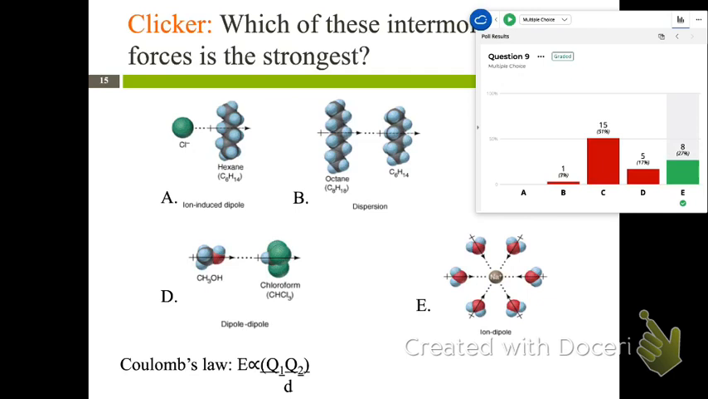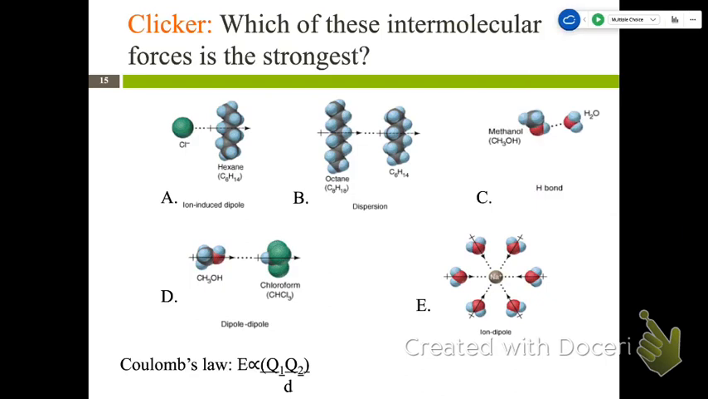So I want you thinking about this answer. I want you to go home with your homework. Why is it that the ion interaction with the dipole is the strongest interaction out of all these, even more so than what we're told in biology? The strongest interaction in intermolecular force is hydrogen bonding.